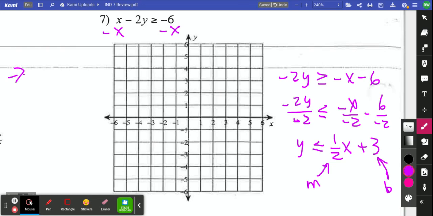We can now plot this line, our boundary line, and go to the y-intercept of 3. Our slope is 1/2, so that's rise over run is 1 over 2. Up 1 over 2, right there. And it's a dashed, no, this one's a solid line because it's greater than or equal. Okay, so we make it a solid line.